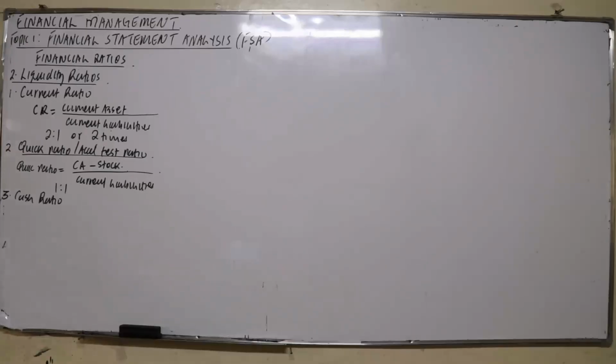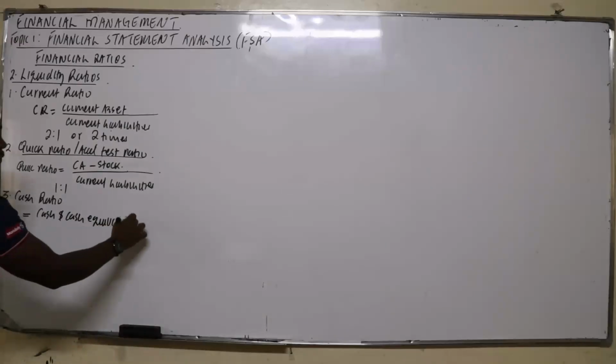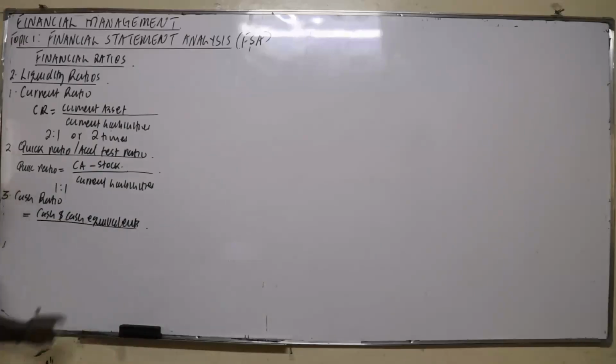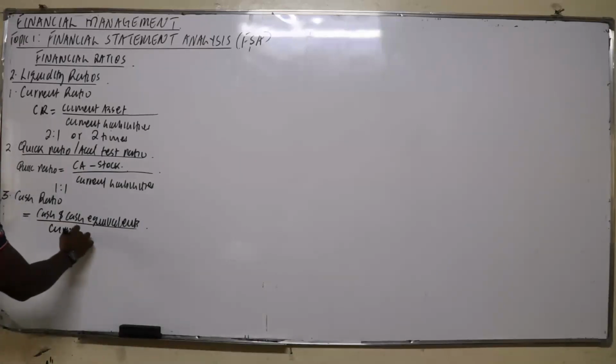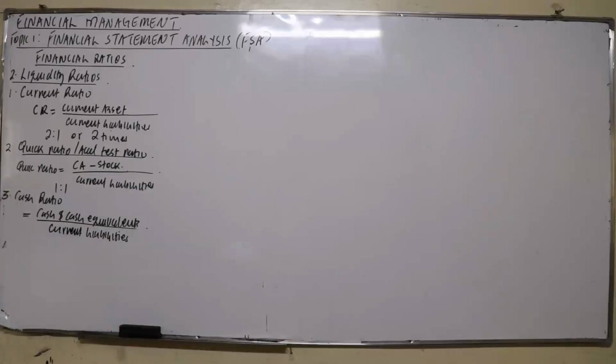So how do you determine the cash ratio? You take cash and cash equivalents, then you divide by the current liabilities.